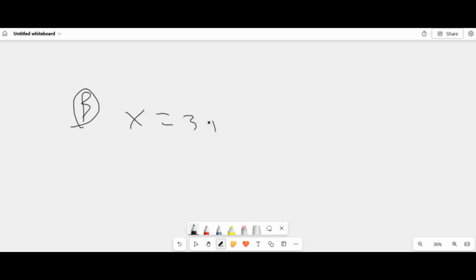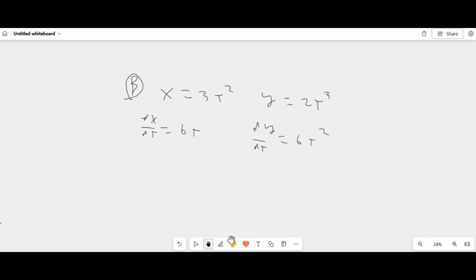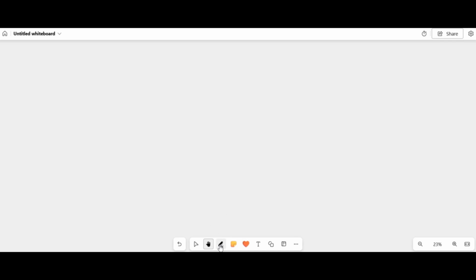So we've got x equal to 3t squared, y is equal to 2t cubed. So dx is going to be 6t, dy is going to be 6t squared. And we're going to do the y over the x to find dy over dx. So dy over dx is 6t squared over 6t. Obviously 6 cancels, you get t. Alright, part C.